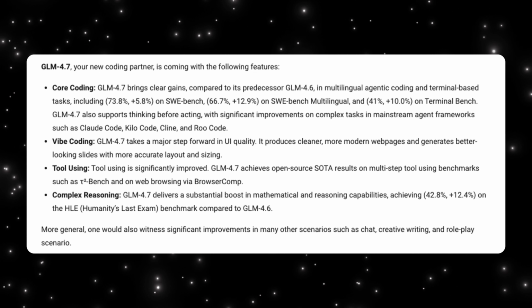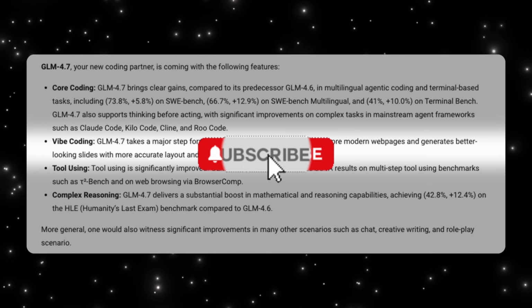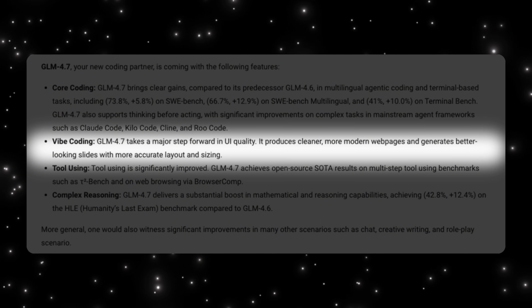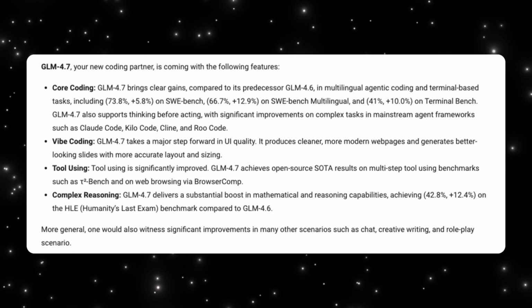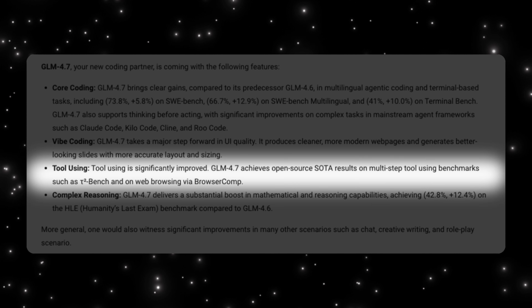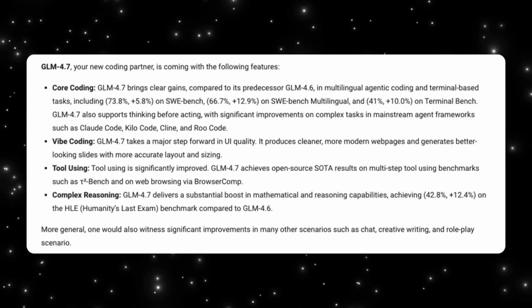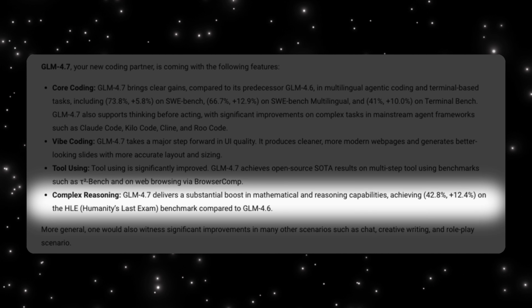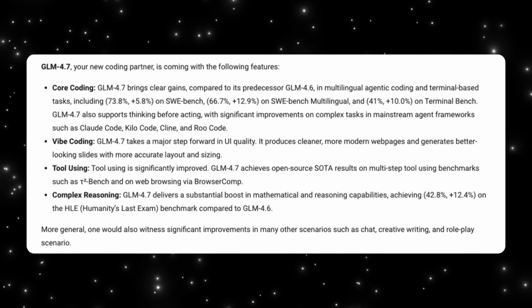Second, UI and front-end output, which they refer to as vibe coding. The model produces cleaner web pages and better formatted slides with fewer layout issues. Third is tool use. GLM 4.7 performs very well on multi-step tool benchmarks like Tau2-Bench and web browsing tasks like BrowseComp. And fourth, reasoning, especially when tools are enabled. On Humanity's Last Exam, the tool-enabled score jumps to 42.8%, which is a meaningful improvement over 4.6. That's the framing. Now let's look at the numbers more closely.